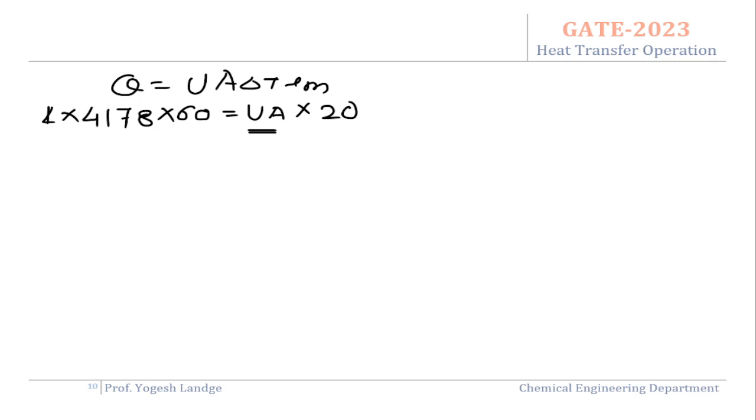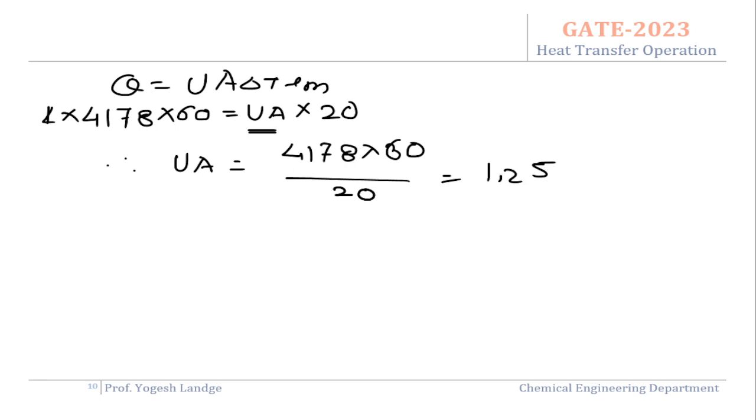So from this one I can easily write UA equals 4178 into 60 divided by 20. So I am not calculating the value of UA. Though if you calculate the value of UA, it is 125340, but now we just keep this expression only. I will tell you why: so that we can save time.